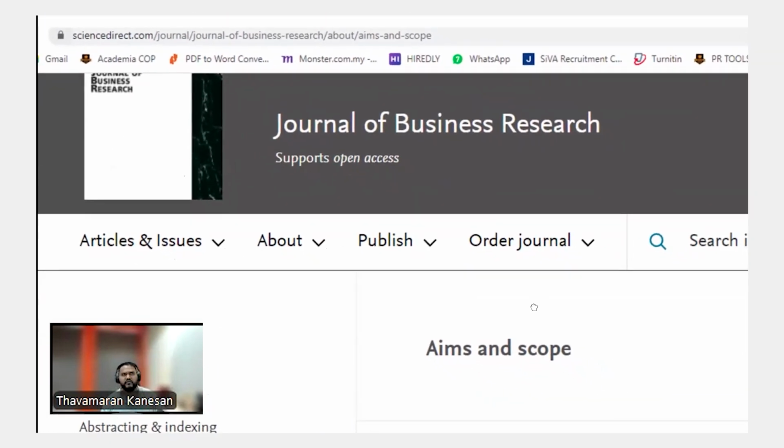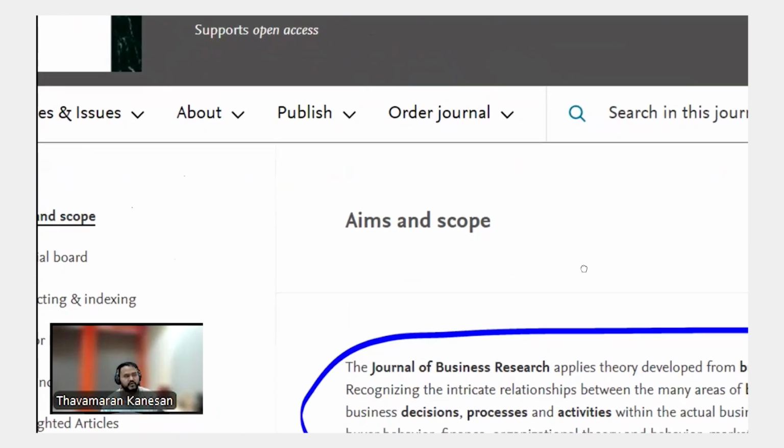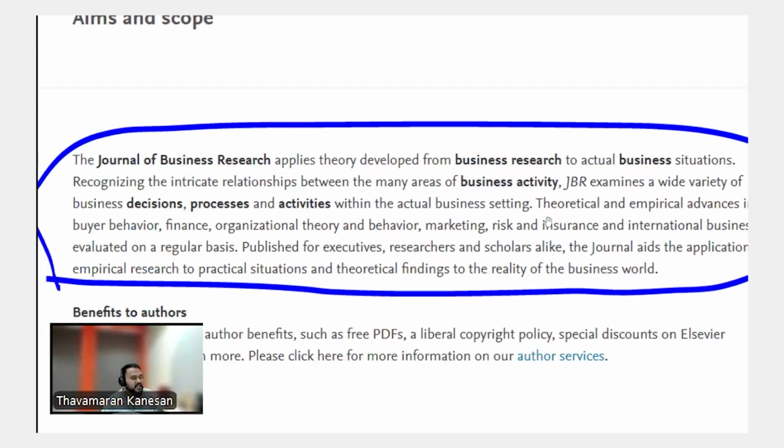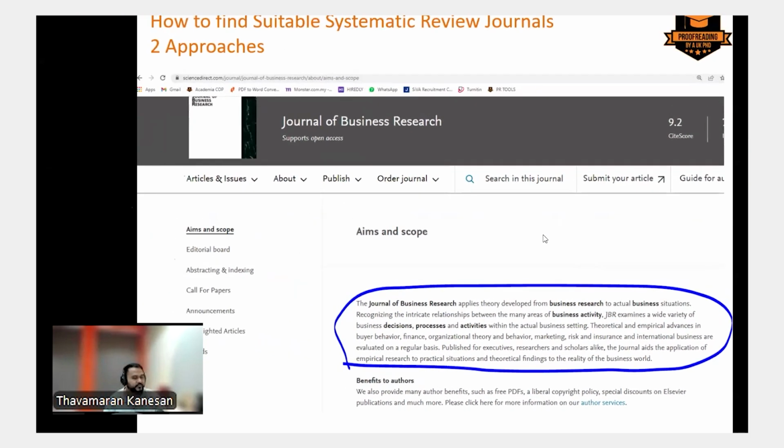I think the impact factor is more than 11 or 12 now. Very, very strong journal, Q1, top 10 journal. If you read the requirements here, especially the final line: published for executives, researchers, and scholars alike. The journal aids the application of empirical research to practical situations and theoretical findings to the reality of the business world. So you can see three important notes here: it can be empirical research, practical situations, or theoretical findings.